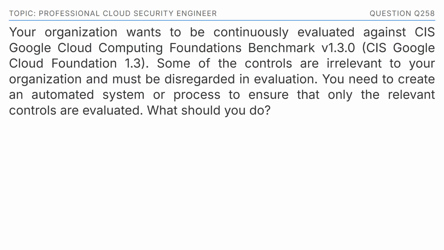Your organization wants to be continuously evaluated against CIS Google Cloud Computing Foundation's benchmark version 1.3.0, CIS Google Cloud Foundation 1.3. Some of the controls are irrelevant to your organization and must be disregarded in evaluation. You need to create an automated system or process to ensure that only the relevant controls are evaluated. What should you do?